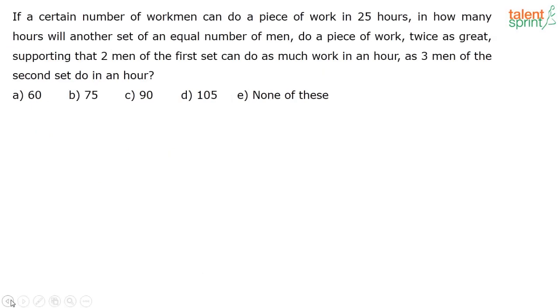If a certain number of workmen can do a piece of work in 25 hours, in how many hours will another set of an equal number of men do a piece of work twice as great, supposing that 2 men of the first set can do as much work in an hour as 3 men of the second set can do in an hour.